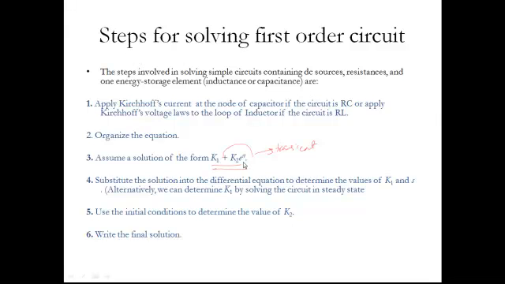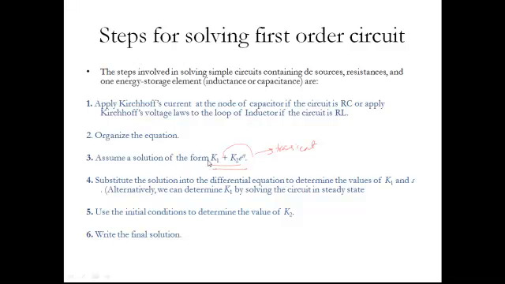We can determine K1 by solving the circuit in steady state, which we have done in the previous slides. What is the procedure in steady state? Capacitance is open circuit, inductance is short circuit. Solve for the voltage across the capacitance and the current through the inductance. That will give you the value for K1.